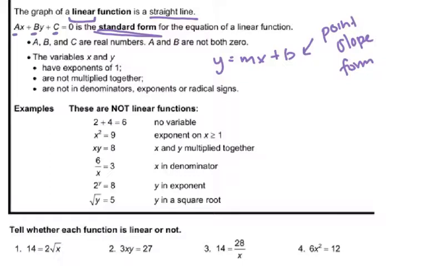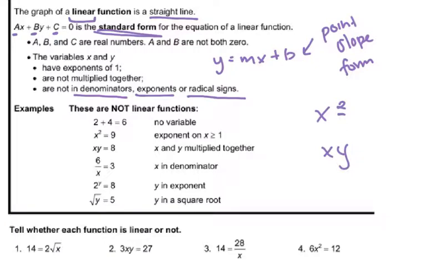So they have the variables x and y. They have exponents of 1. So you can't have anything larger than an exponent of 1. If you have x squared, that is an exponent larger than 1, because the exponent is 2. They're not multiplied together. So if I had x times y, that would not be a linear function. And they are not denominators, exponents, or radical signs. So here are examples that are not linear functions.